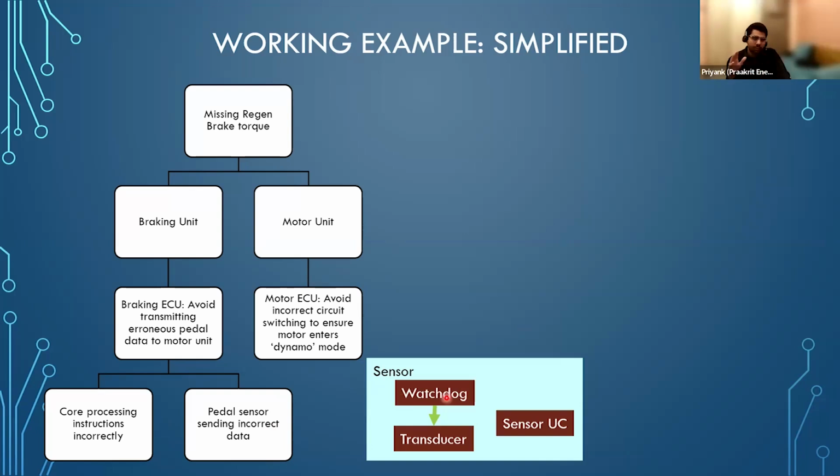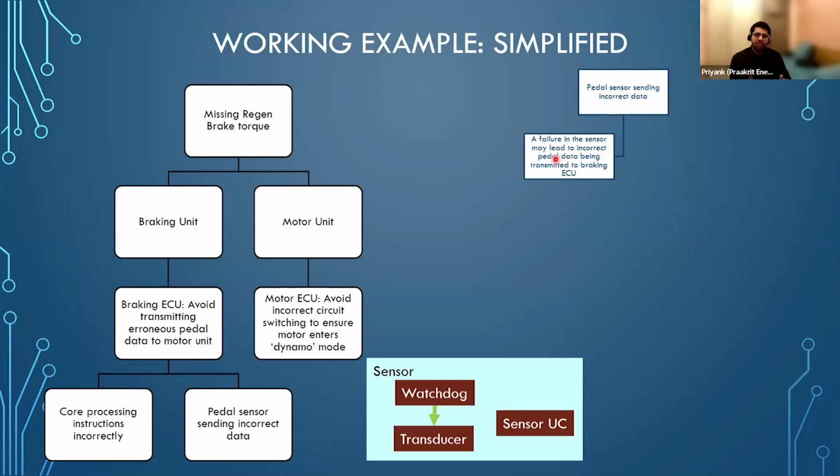Now, let's say the driver actually took the foot off the accelerator pedal, and the driver expects a certain brake torque to be there. But the pedal is processing the data incorrectly, which means that even if the driver took the foot off the pedal, it does not transfer that data to anybody else, in this case the core. So this will not initiate the regen braking at all. The explanation here is that the failure in the sensor may lead to incorrect pedal data being transmitted to the braking ECU. I think that's straightforward.